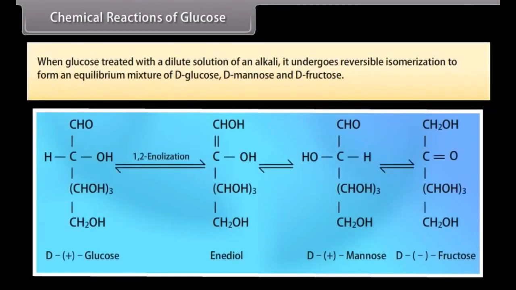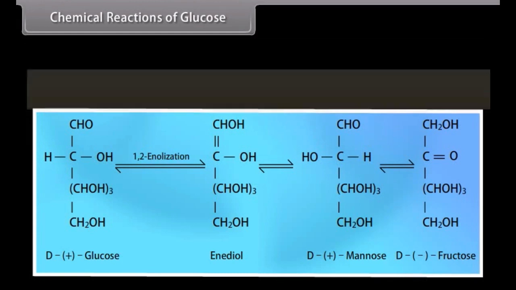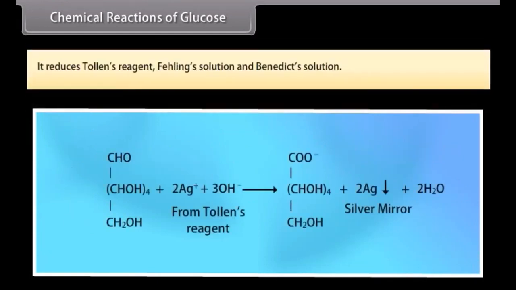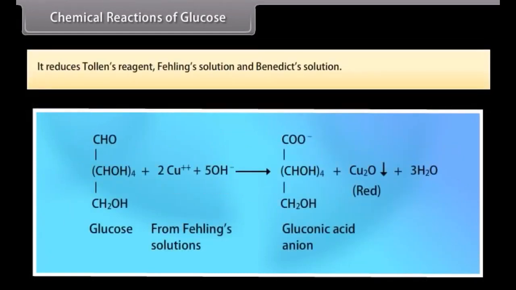When glucose is treated with a dilute solution of an alkali, it undergoes reversible isomerization to form an equilibrium mixture of D-glucose, D-mannose, and D-fructose. It reduces Tollens' reagent, Fehling's solution, and Benedict's solution.